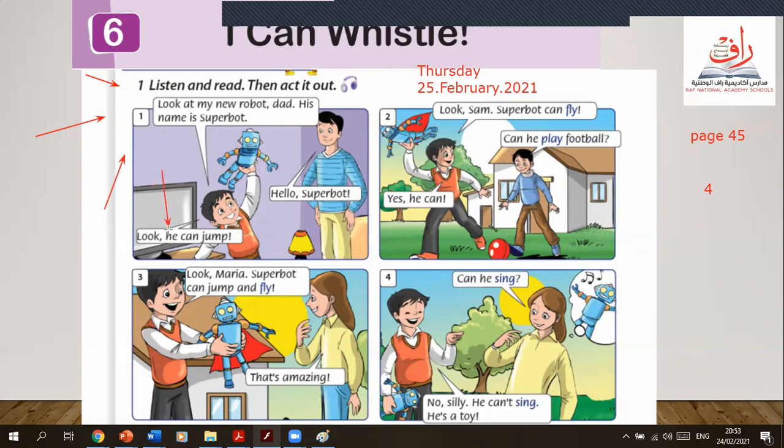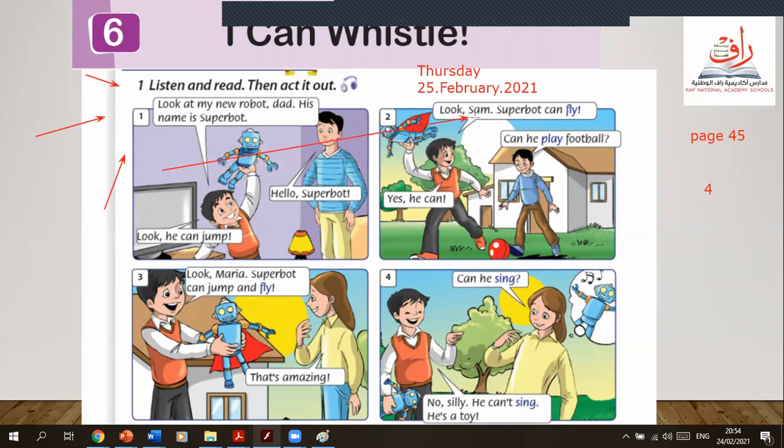Look, he can jump. Again, he can jump. The robot, Superbot. Well done. Let's go to picture number two. Again, the boy is taking out the robot and he wants to show his friends all together and share what the robot can do. Number two.